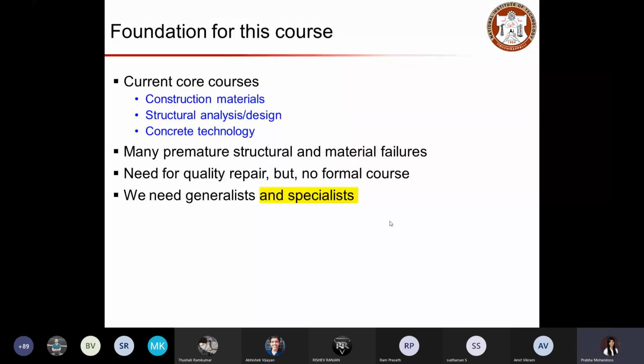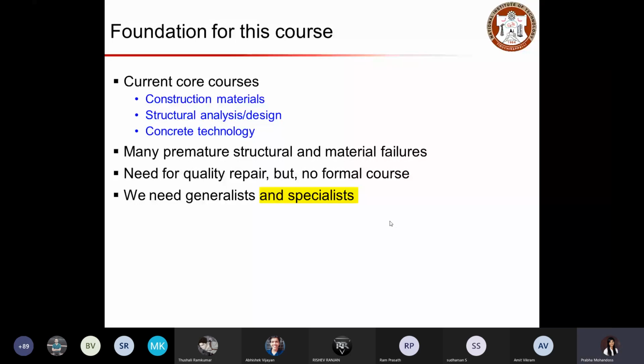The core courses are construction materials, structural analysis and design, and concrete technology. So we'll be looking at the premature structural and material failures, and the need for quality repair. By the end of this, we should be able to generate a lot of specialists who can look at concrete structural repairs, and we should be able to provide the solution for such structural issues.